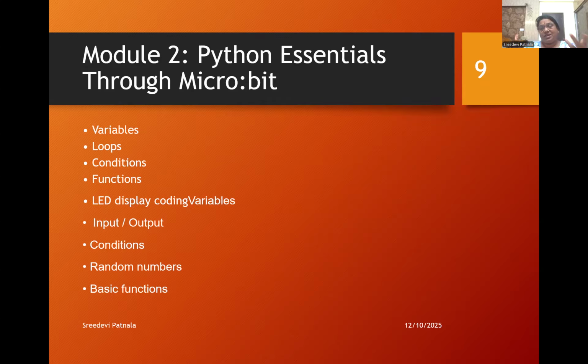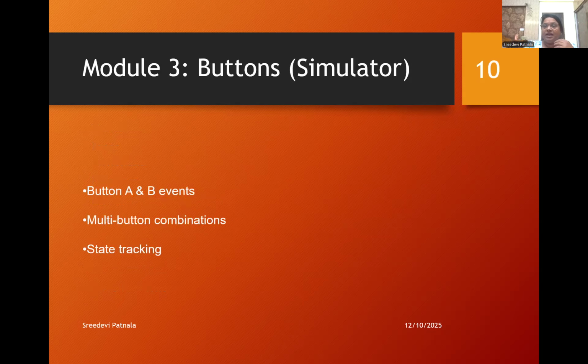and basic functions like show display or show image, happy image or sad image or surprise image, or putting an arrow mark in the northeast corner, something like that. Anything you want to build on your LED, you have to understand these essentials of the second chapter.